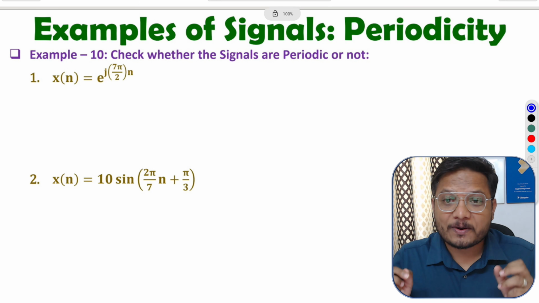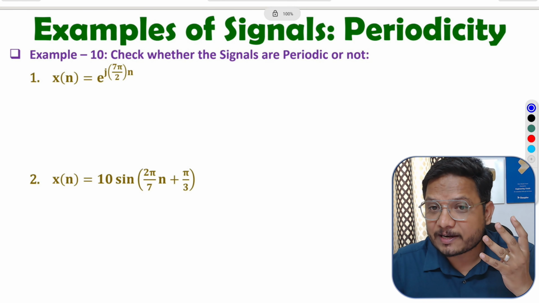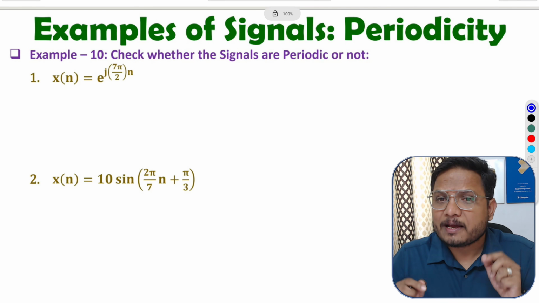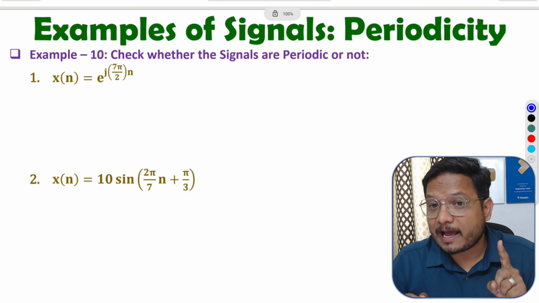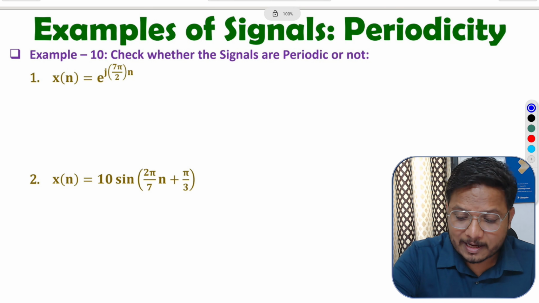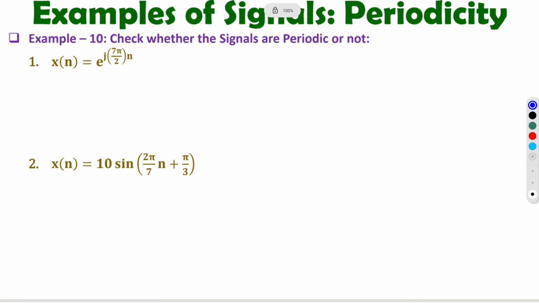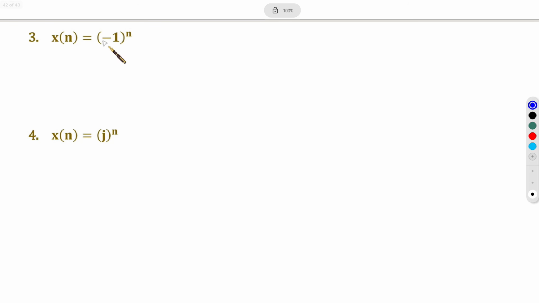In this video, I will identify periodicity of four different signals. Here, I will identify periodicity as well as fundamental period of given signal. So here I'll be considering four different signals. This is first signal, this is second signal, this is third signal, and this is fourth signal. For these signals, I will check periodicity and I will identify fundamental period.